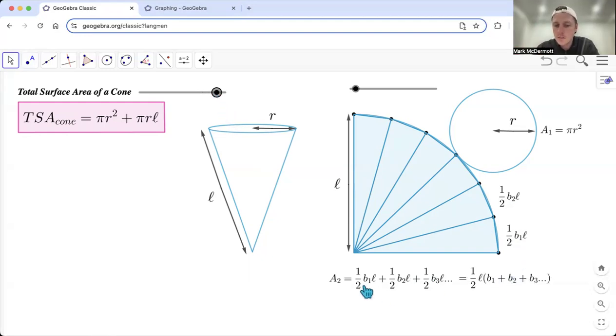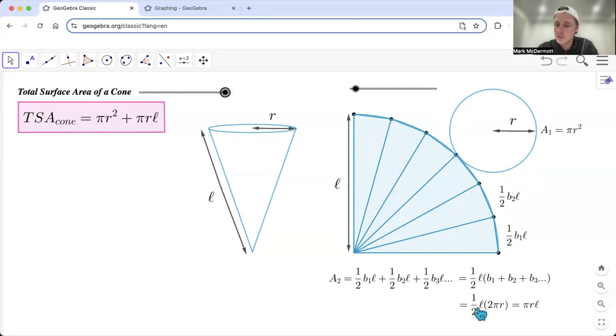But you'll notice that a half L is a common factor of all of this. So we can take that out as a factor at the front, and then we're left with B1 plus B2 plus B3 dot dot dot forever. Then we just have to think about what B1 plus B2 plus B3 equals. Remember, this is the slant height. So this distance from here all the way around must go around the edge of the circle, if you're constructing the cone. So this must be equal to the circumference of a circle, which is 2 pi r.